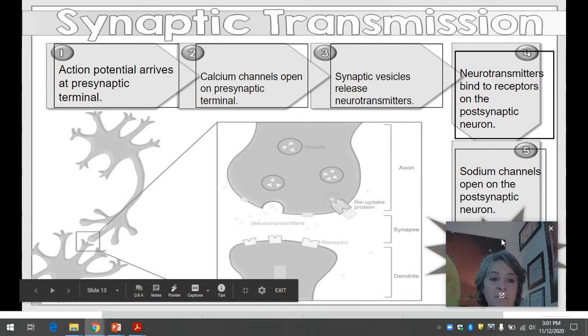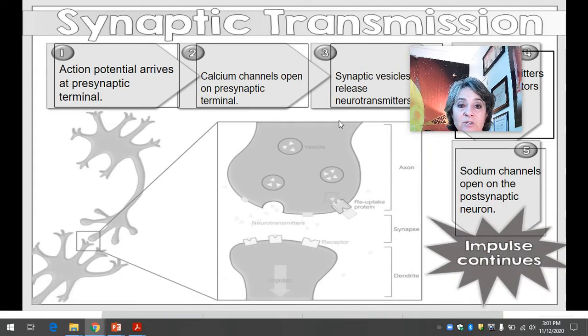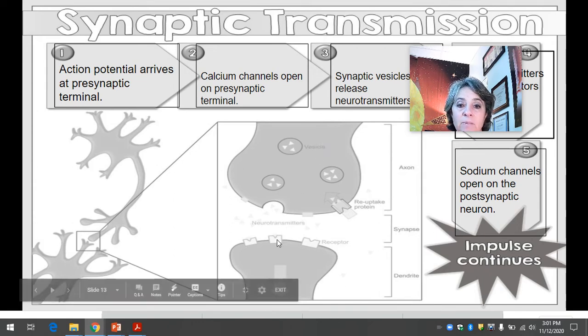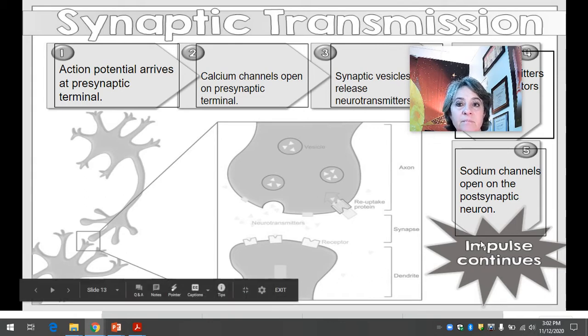So, and that's what this means. Impulse continues. So you've got electricity. Oh, chemical. It binds to it, then electrical again. So it's electrical, chemical. This whole process of when you just think of something and your body does what you tell it to do, all of this is happening in nanoseconds, so you can do it quickly enough. So that's basically how it happens.